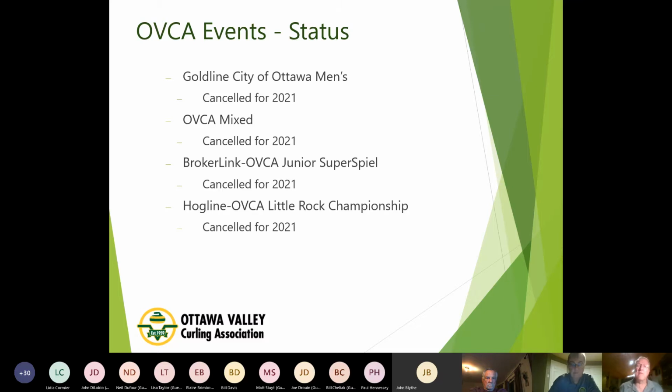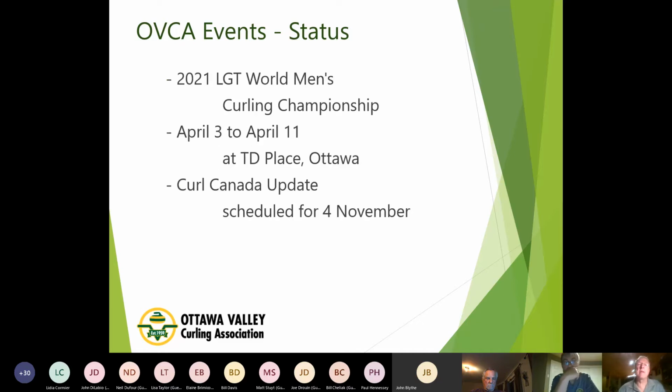Now, the main reason for those events being canceled, you might think that's early, but we typically book the ice for those events before now. And most of the clubs, or all of the clubs that we spoke to, had already taken the decision that they weren't going to entertain outside events in their clubs, a position we certainly understand. So it was a fairly straightforward decision to cancel these events for this year. I don't think there's any big surprise there.